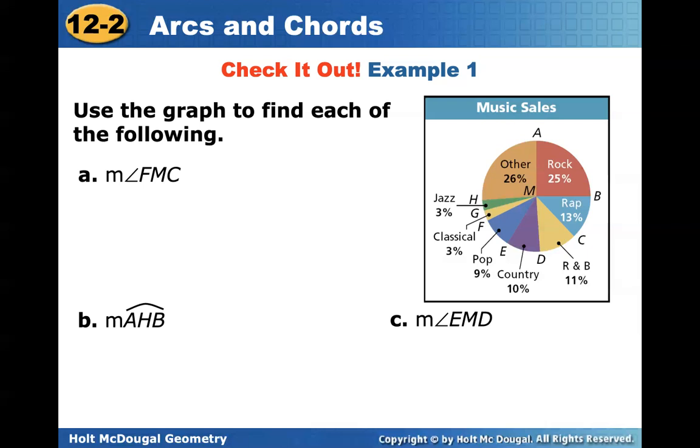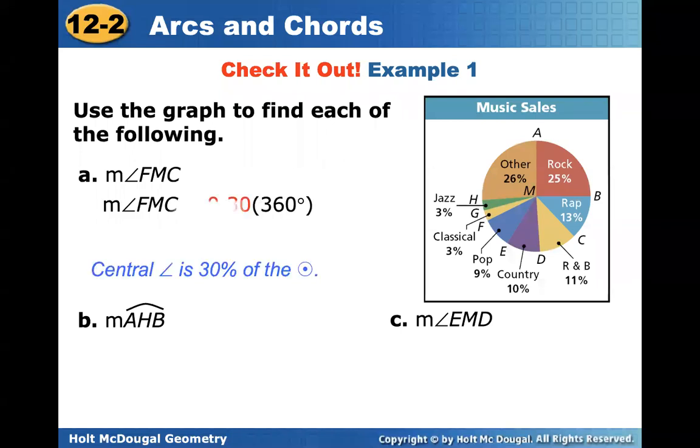All right, letter A, FMC. If we add these three together, we get 30%, excuse me, 30% times 360 degrees is 108 degrees.